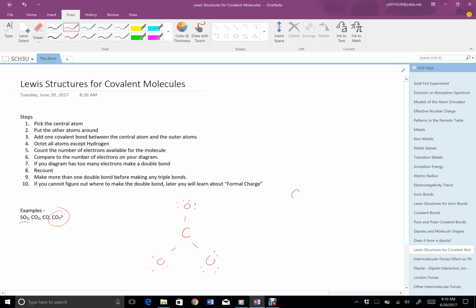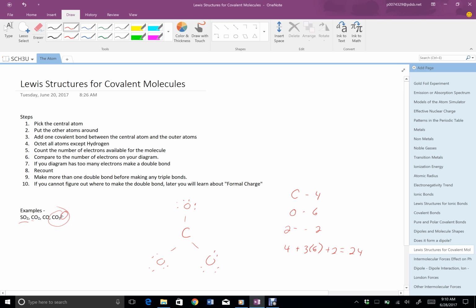Now, carbon contributes 4, each oxygen contributes 6, and then the 2 minus charge tells me that I have 2 more electrons than I expected that I would have in the first place. So for this molecule, I would have 4 plus 3 times 6 plus 2 more than I thought I was going to have, based on the charge of 2 minus on this polyatomic. So that gets me 24 electrons.